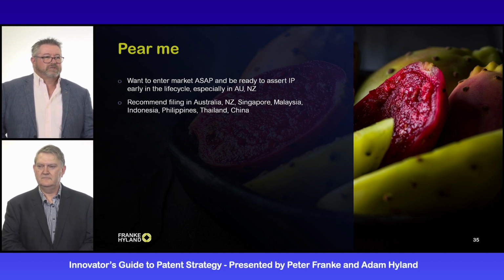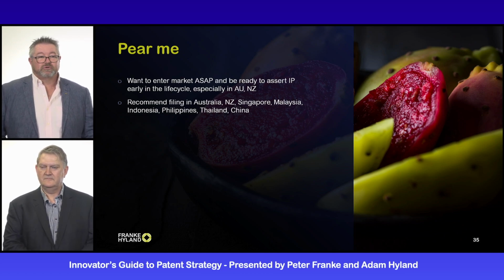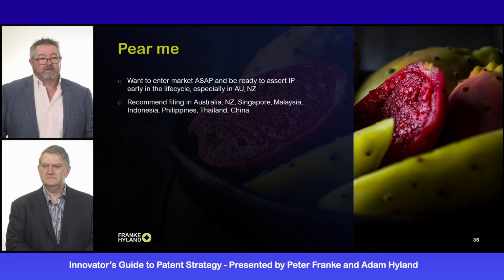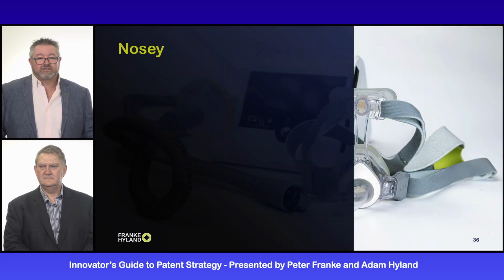Yeah, so because we want to enter the market as soon as possible and want to be ready to assert IP early in the life cycle for the PME product, I recommend filing in Australia and New Zealand initially, and then at the end of the PCT process we would probably look at places like Singapore, Malaysia, Indonesia, Philippines, Thailand and China. They would probably be our main international markets for this product.